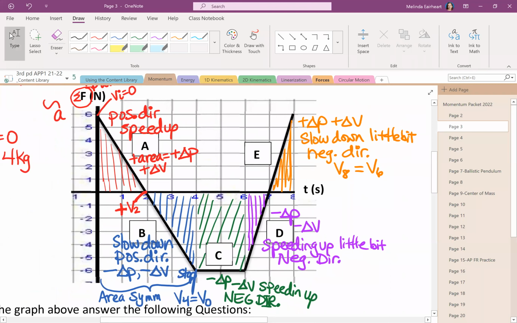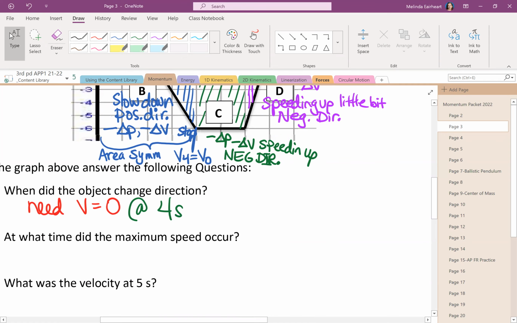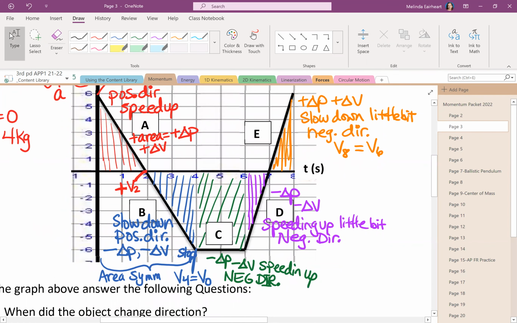Okay, questions on the story? Got some more questions here. Okay, next question. At what time did maximum speed, who cares about direction, occur? In A, we speed up a good amount, but then we slow down that same good amount. In C, we speed up a rectangle amount, right? We speed up a little triangle, we slow down a little triangle. Where do we have the maximum speed?